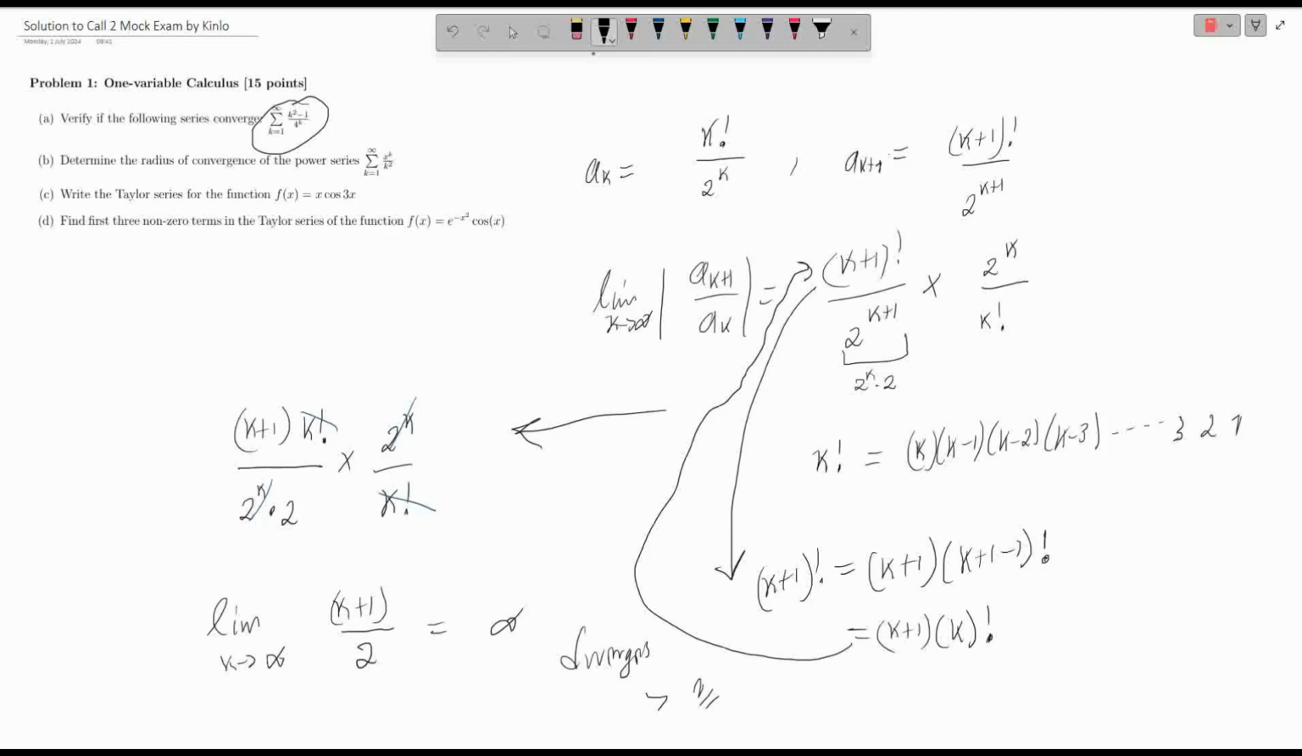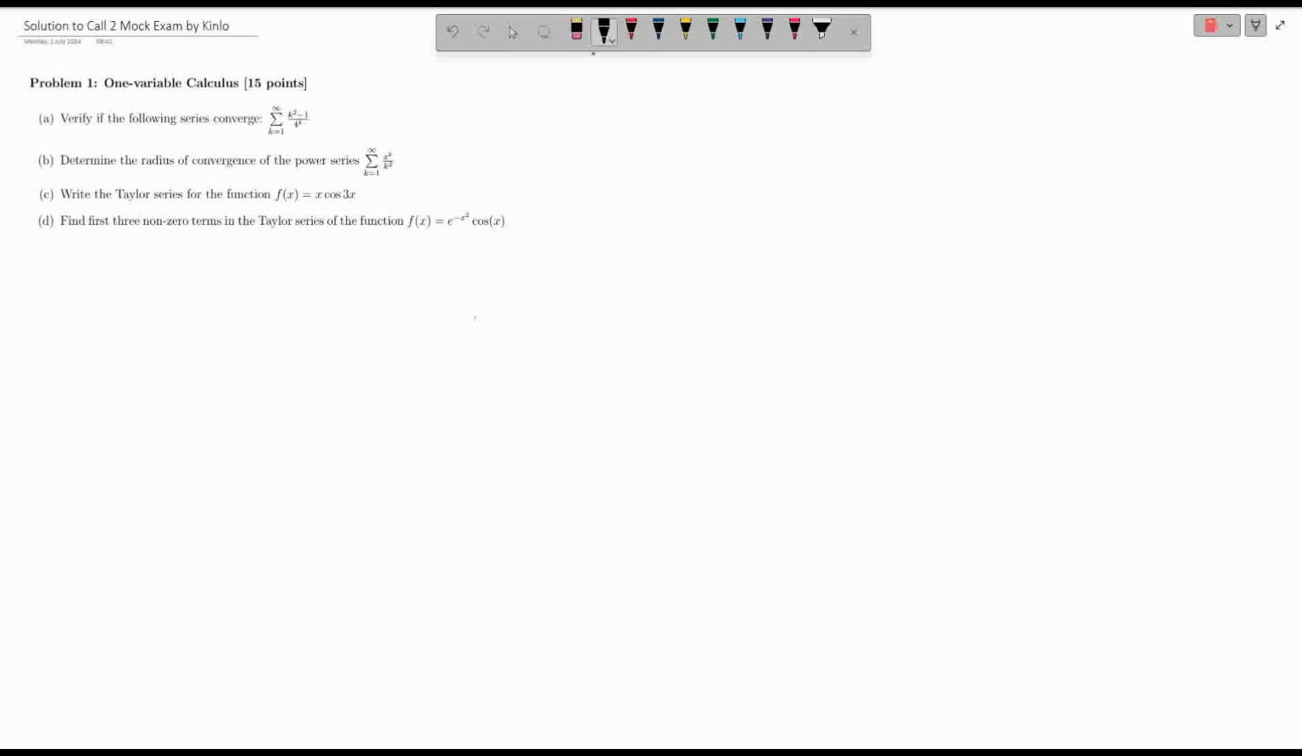Move on to the solution to question C, which says: write the Taylor series expansion for the function f of x equals x cos 3x. So moving on, question C says write the Taylor series for the function f of x equals x cos 3x.